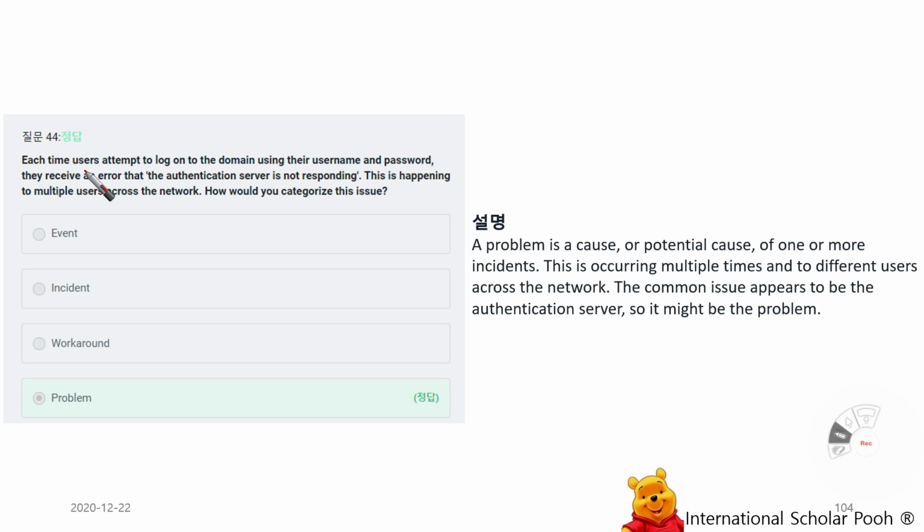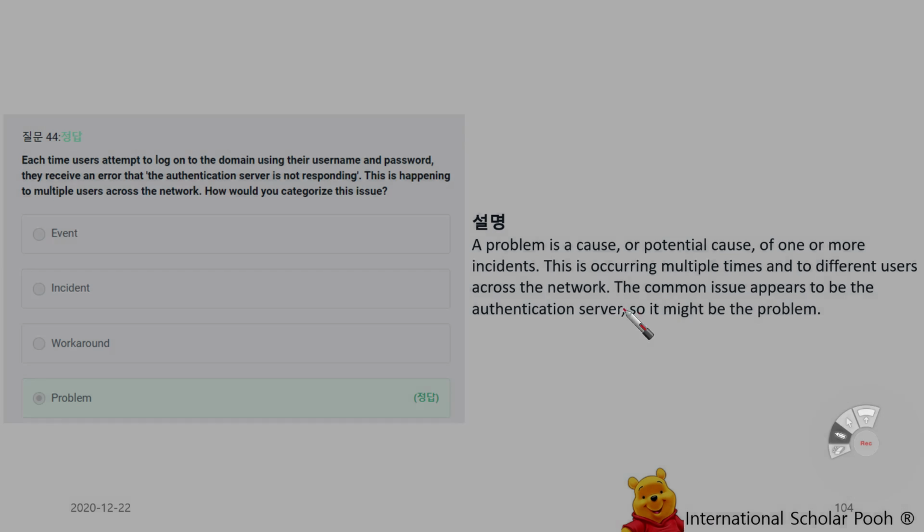Each time users attempt to log on to the domain using the username and password, they receive an error that the authentication server is not responding. This is happening to multiple users across the network. How would you categorize this issue? Problem. A problem is a cause or potential cause of one or more incidents. This is occurring multiple times for different users across the network. This common issue appears to be the authentication server, so it might be the problem.